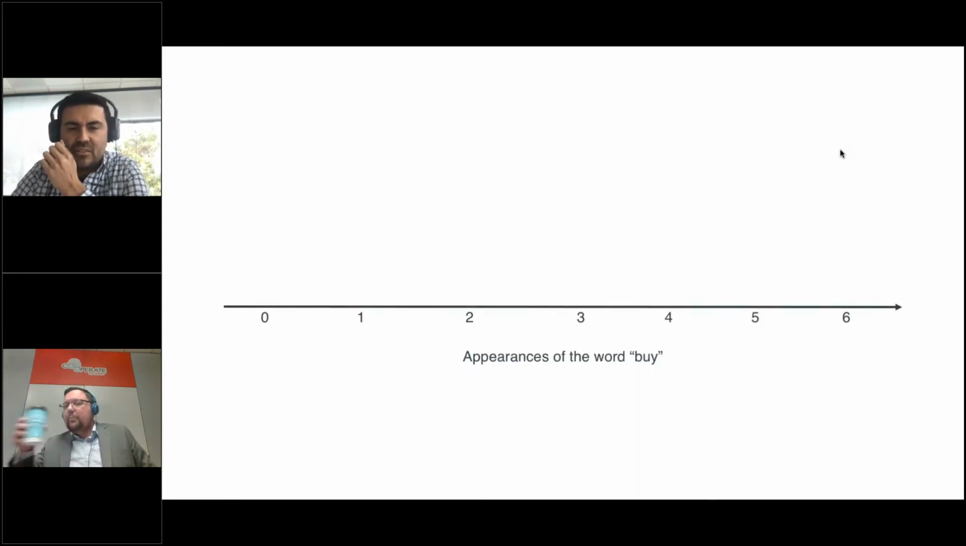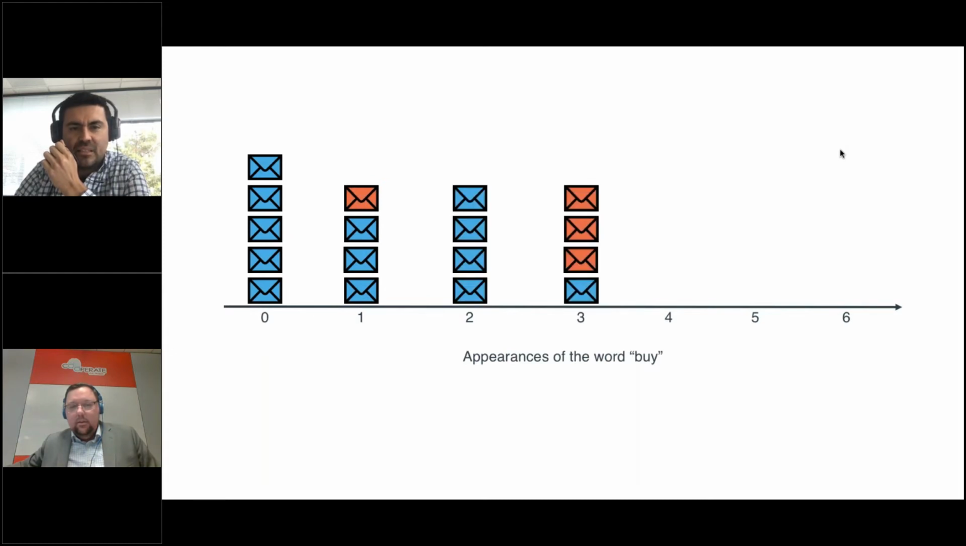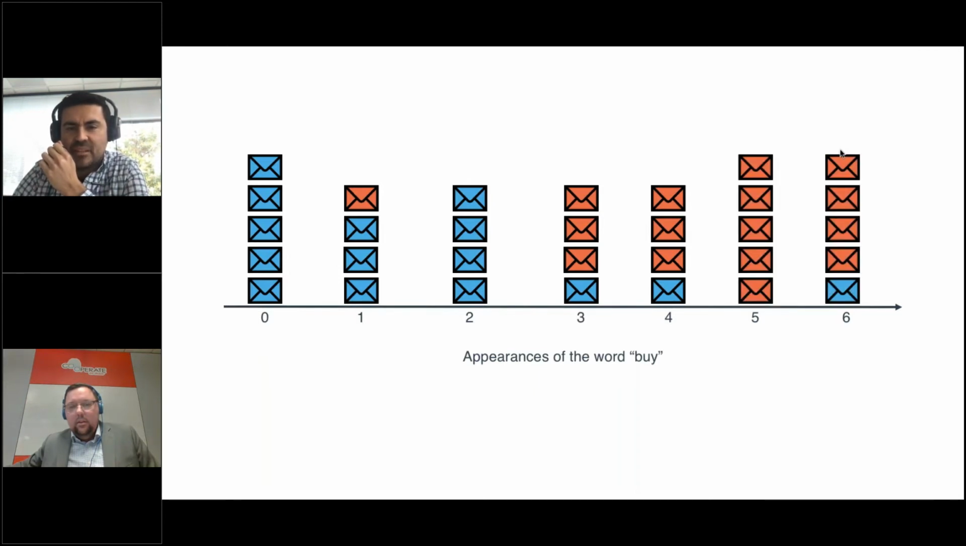So let's actually look at the word buy, and let's sort all our emails and count how many times the word buy appears in each one of them, and just see which ones happen to be spam and which ones happen to not be spam. So we have for 0 appearances of the word buy a lot of non-spam. And then let's say, this is purely hypothetical, I made up this data set, of course. But the more times the word buy appears, the more likely the message seems to be spam. So we could make a rule here, right?